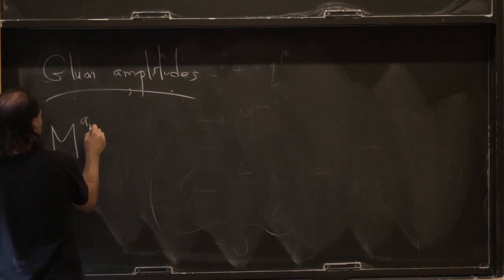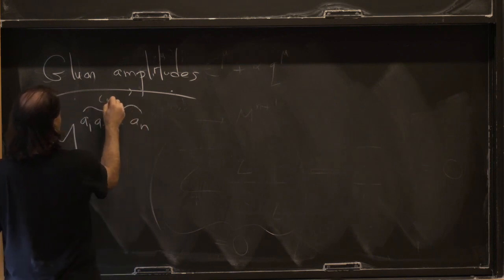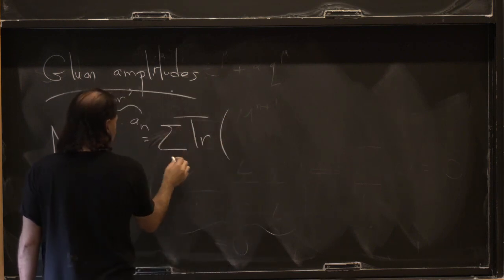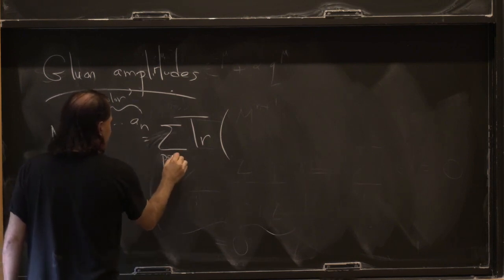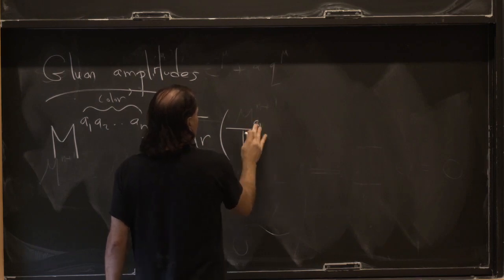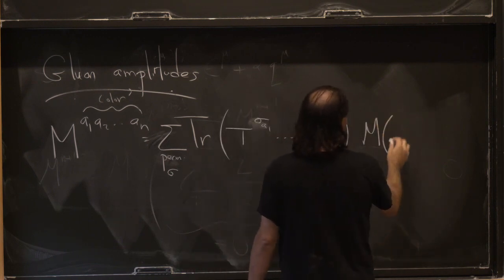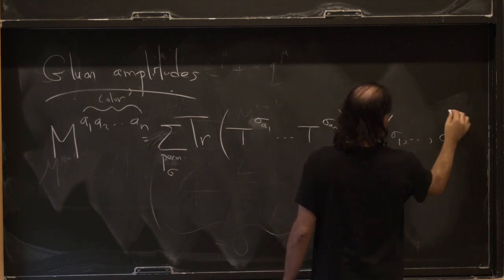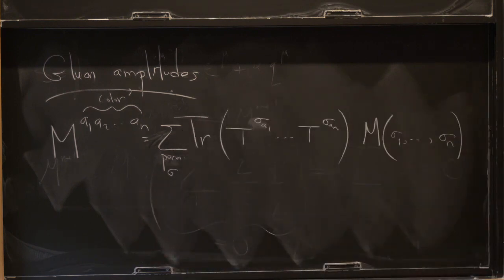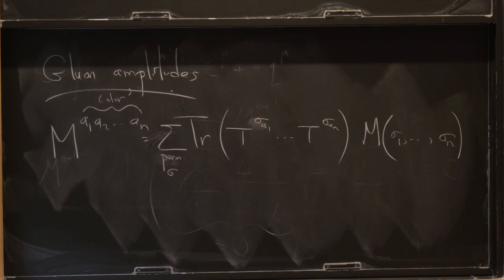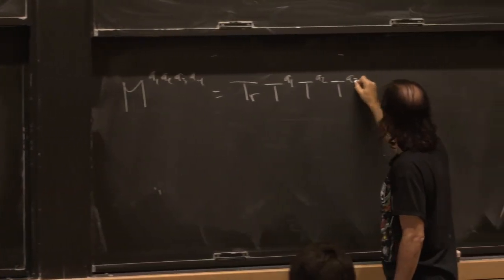So the amplitude now will have some color indices, A1 up to AN. But we're going to write it as a sum over different traces. So we're going to sum over different orderings. There's some permutation sigma of the trace T^{A_sigma(1)} up to T^{A_sigma(N)}, and then an amplitude, something I'll call M of sigma(1) up to sigma(N). What that means concretely is what we saw already last time. If I'm talking about 4-point gluon scattering, let's say, M of A1, A2, A3, A4, I would write as the trace of T^{A1}, T^{A2}, T^{A3}, T^{A4}.